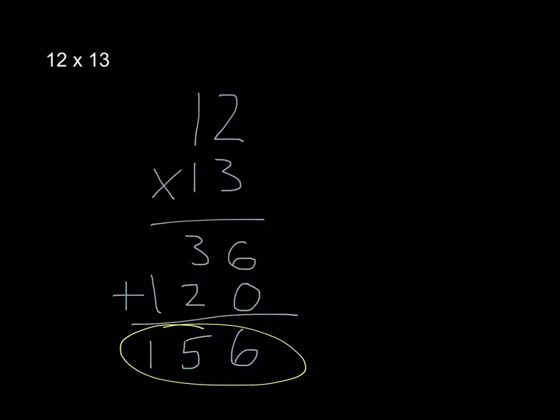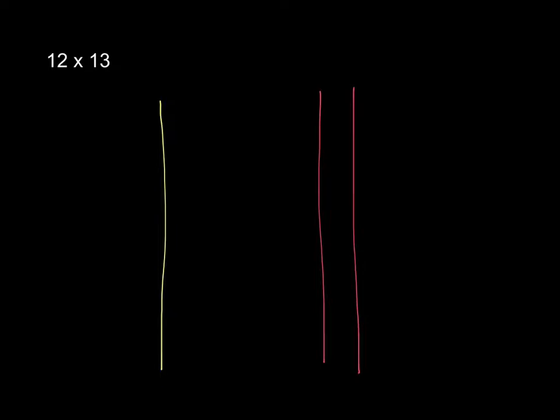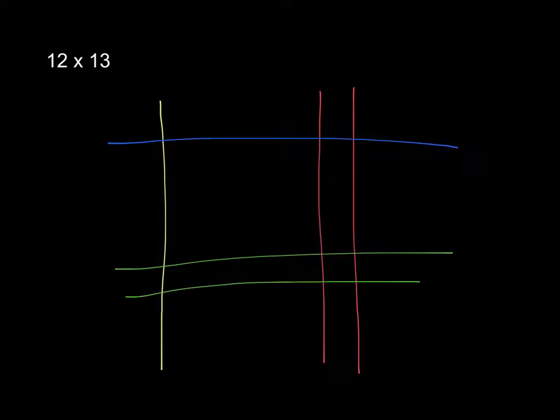In this method, we're just going to draw a couple lines. So I'm going to start with one vertical line, which represents my 10, and then two vertical lines, which represent my two ones. And that's my 12. Now I'm going to do another horizontal line up at the top, which represents 1 10 from my 13, and three horizontal lines a little bit lower down to represent three ones from the 13.